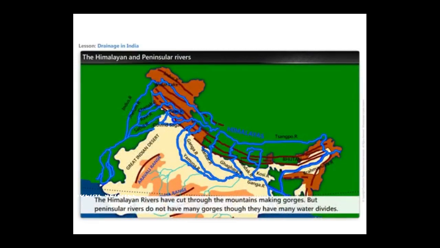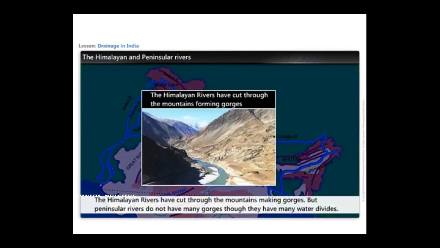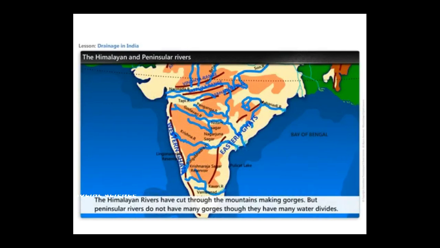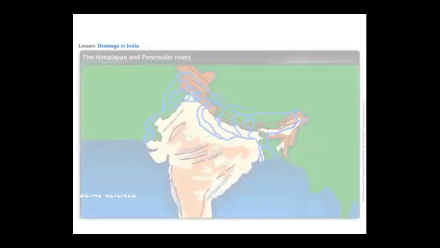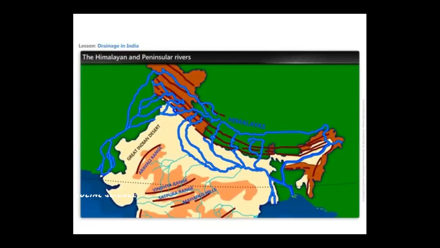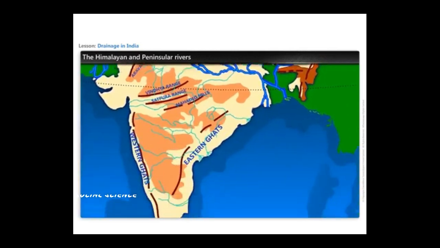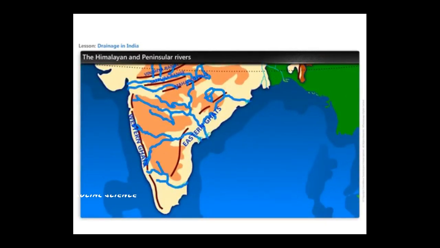The Himalayan rivers have cut through the mountains forming gorges. But peninsular rivers do not have many gorges, though they have many water divides. The Himalayan rivers have long courses from their source to the sea. On the contrary, the peninsular rivers have shorter and shallower courses.